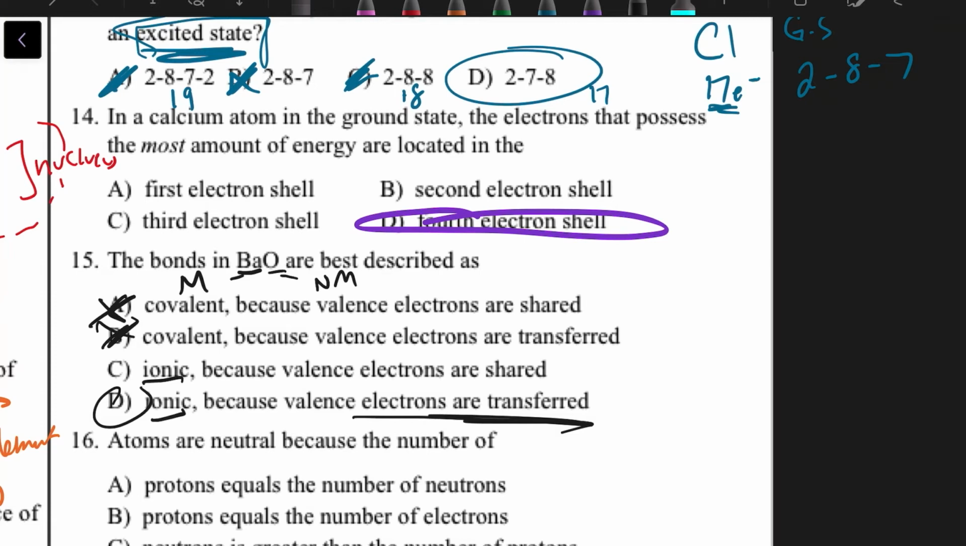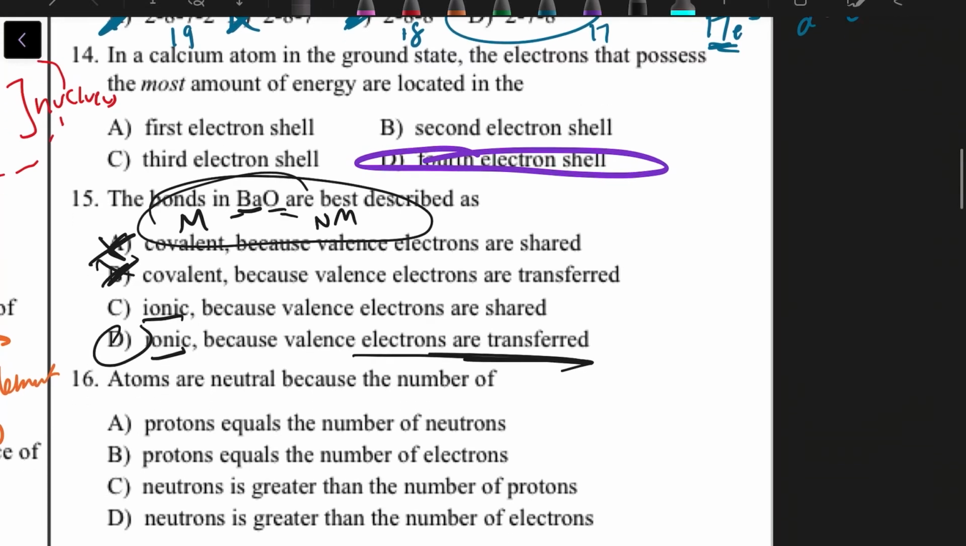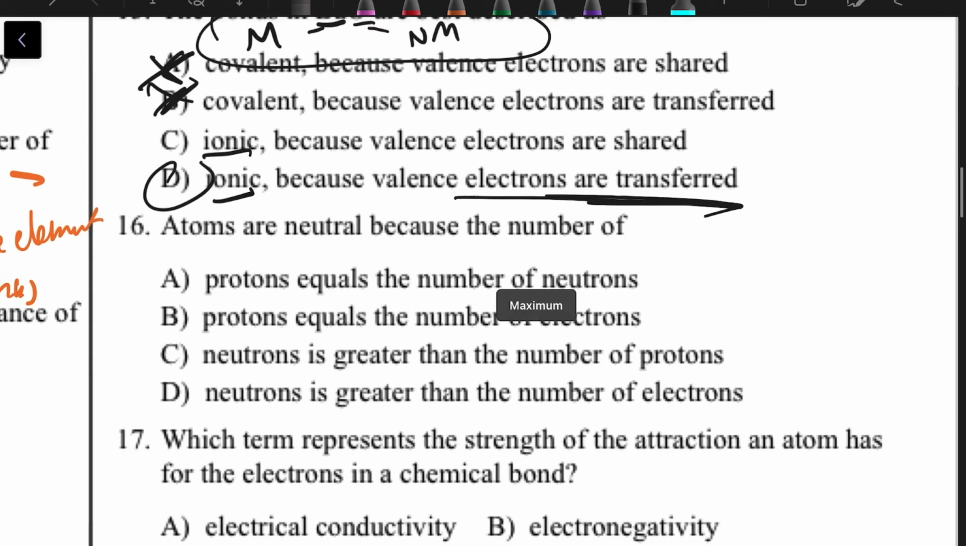In covalent bonds, electrons are shared. But again, not what the question is asking. You have to look at what the compound is made of. Metal and nonmetal is ionic, and electrons are transferred.